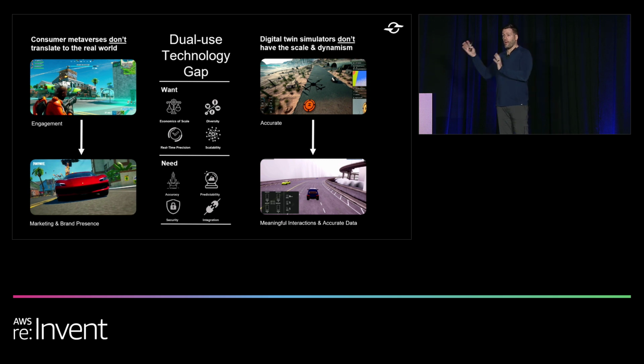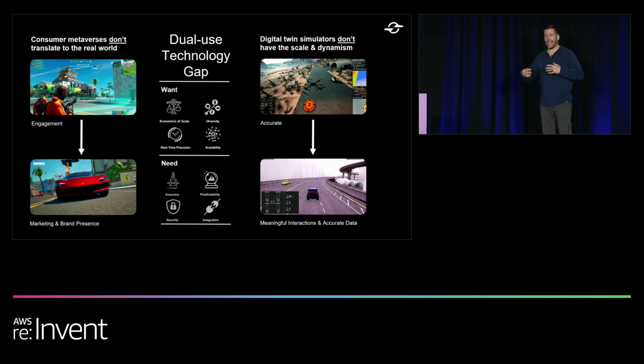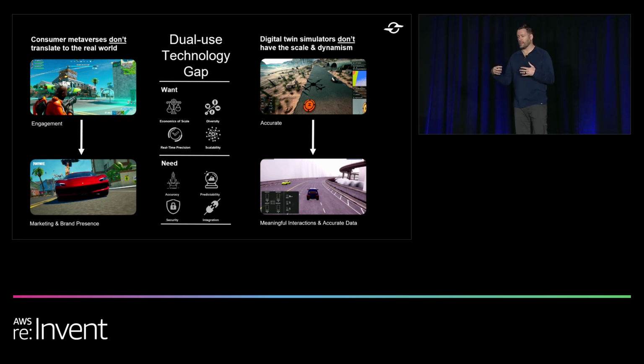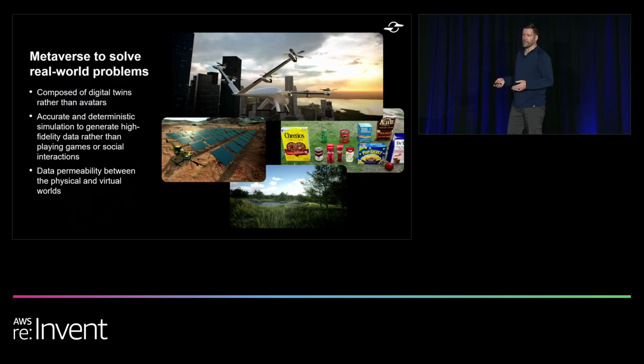On the other hand, there are simulators out there, and they're digital twin simulators. The problem for our customers is they lack scale. So they don't have the ability to pull in a wide variety of assets, of twins. They can't bring in multiple intelligent systems and the humans those systems have to interact with. And that's why we've built the metaverse to solve what we call the real world problems, the problems of our customers. It's a metaverse composed of digital twins instead of just avatars. It provides accurate and deterministic simulation so that you can generate realistic data, data that's indistinguishable from the real world.